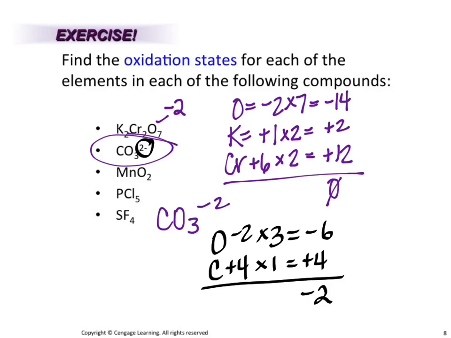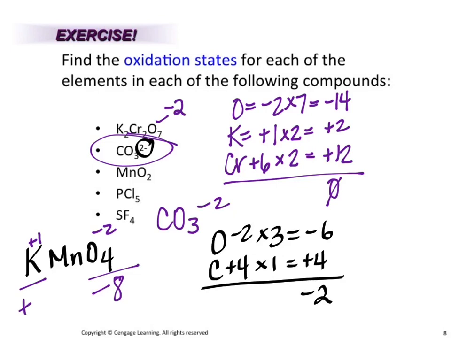Okay. So do we need to do one more before? Let me look at one I want to do. Let's do KMnO4. So potassium permanganate, oxygen is a -2 for a total of -8. Potassium is a +1 for a total of +1. So Mn has to be what? To get me to 0. +7.